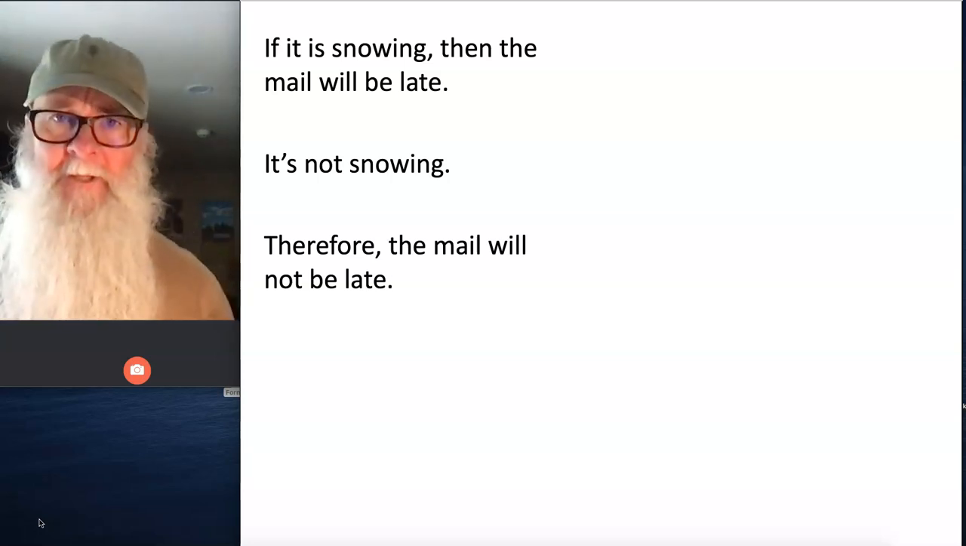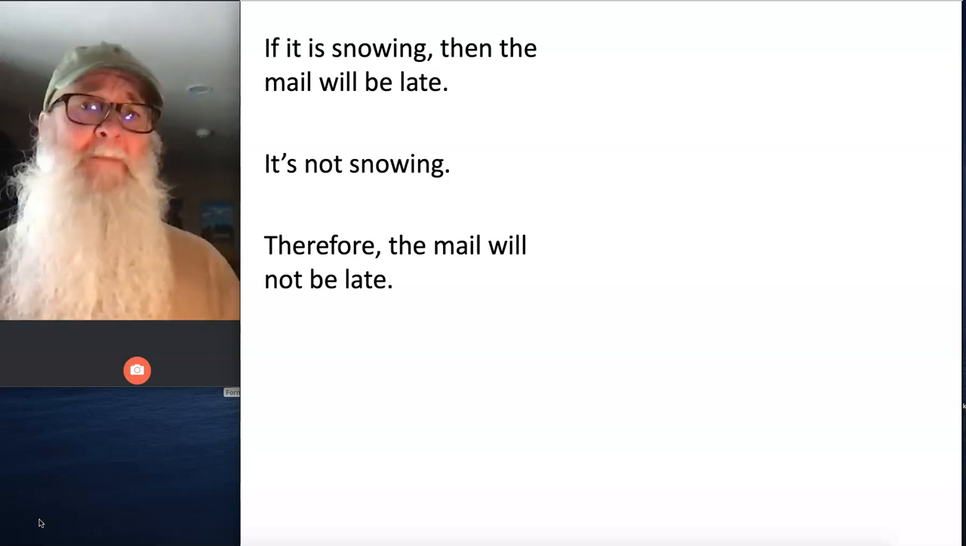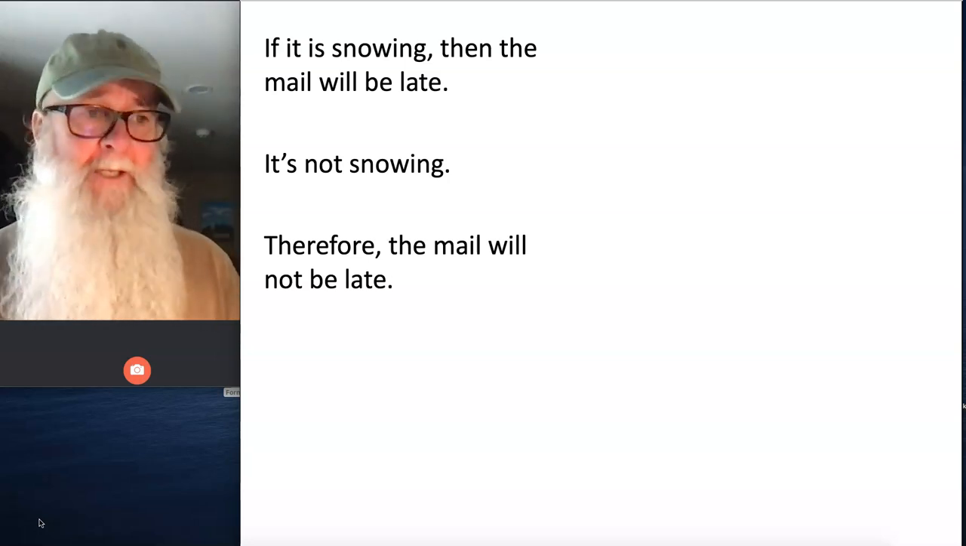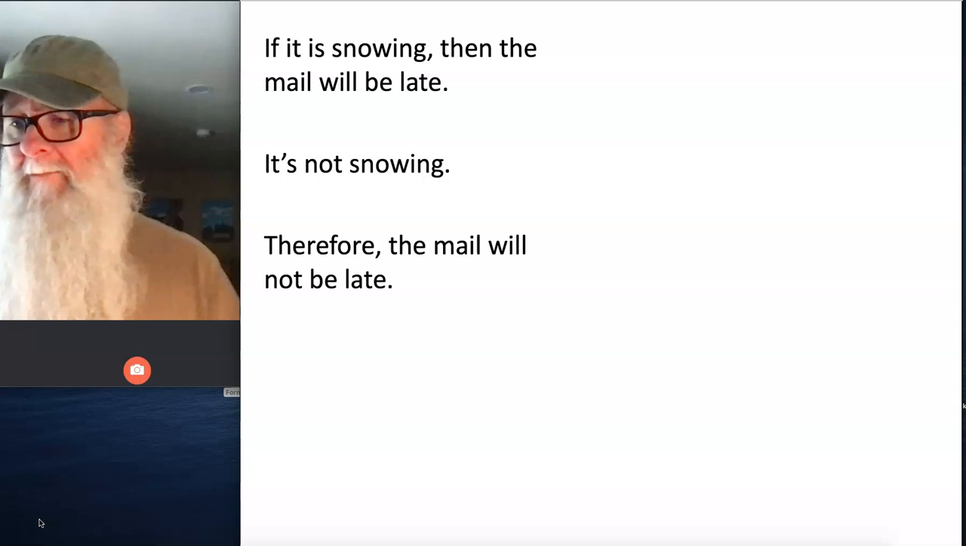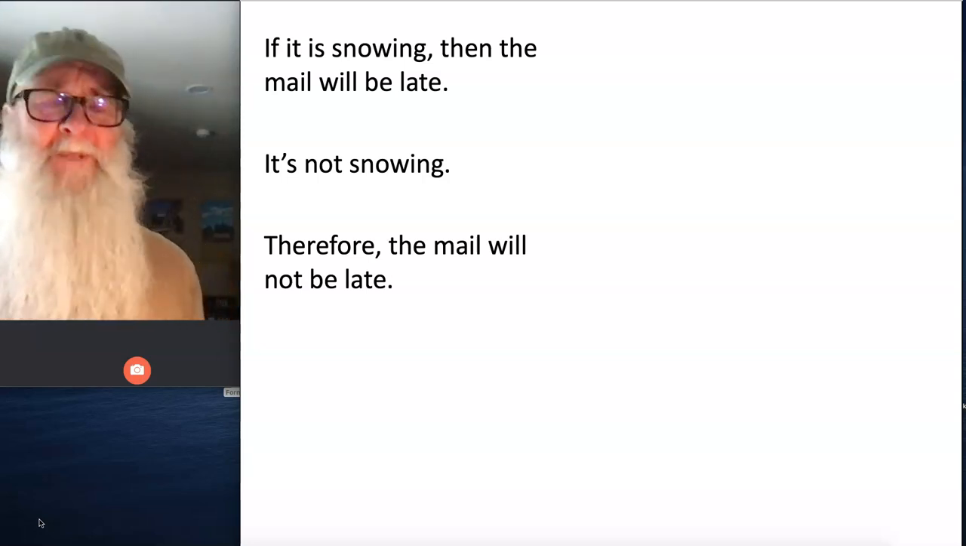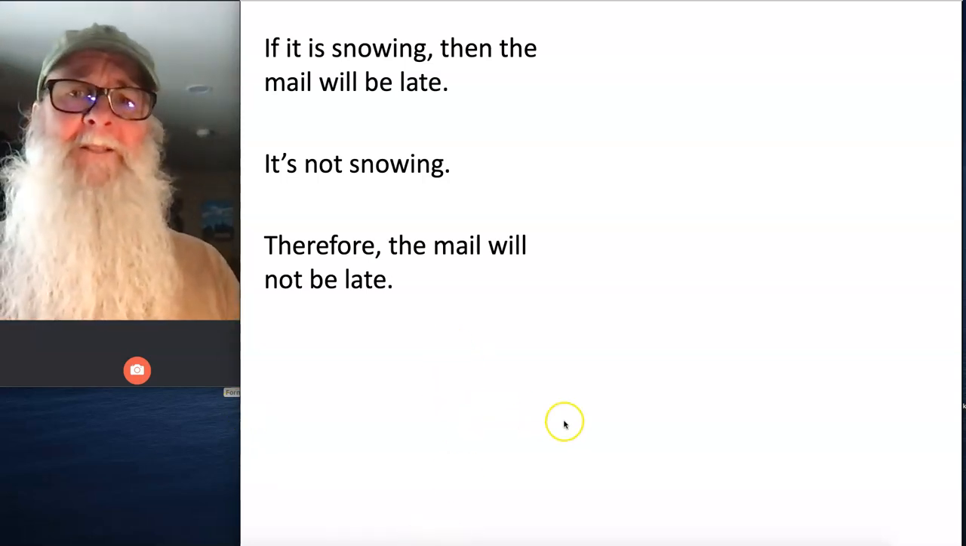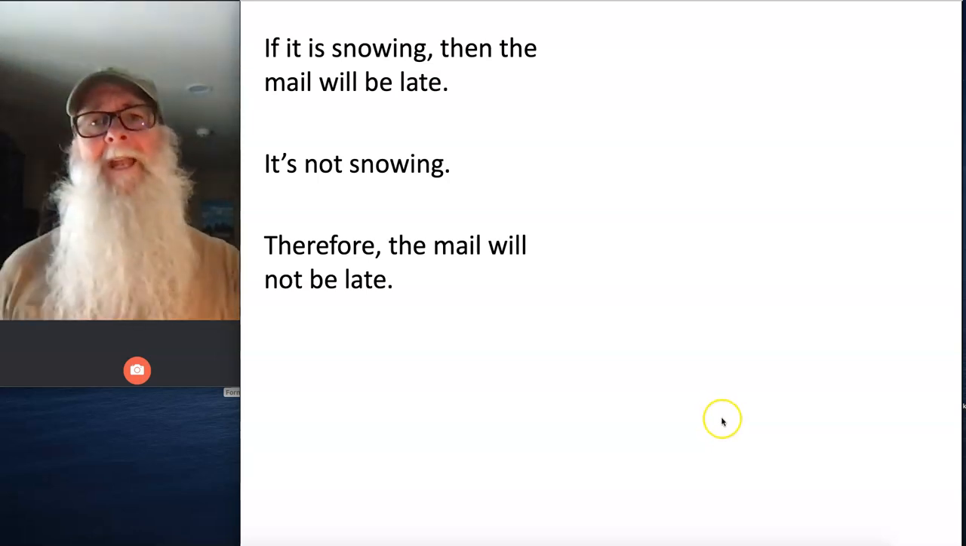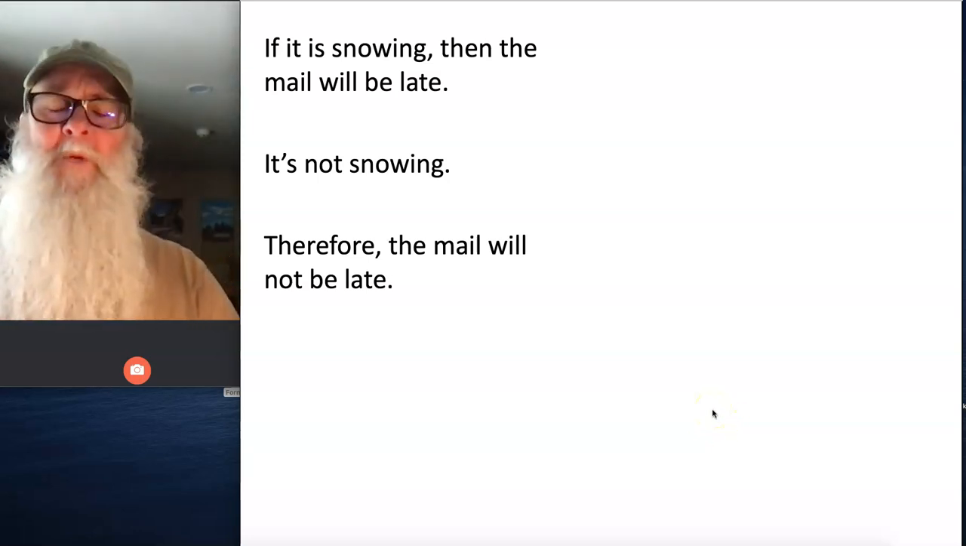I can think of a whole bunch of circumstances that might cause the mail to still be late. Like maybe the mail truck gets a flat tire, or the mail carrier gets bit by a dog, or there's a whole host of circumstances that could cause the mail to be late, even though it's not snowing, and even though if it were snowing, the mail would be late.